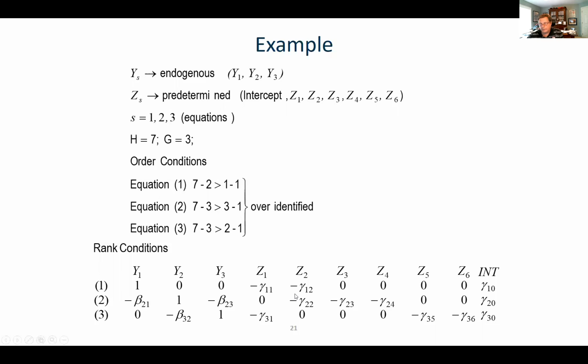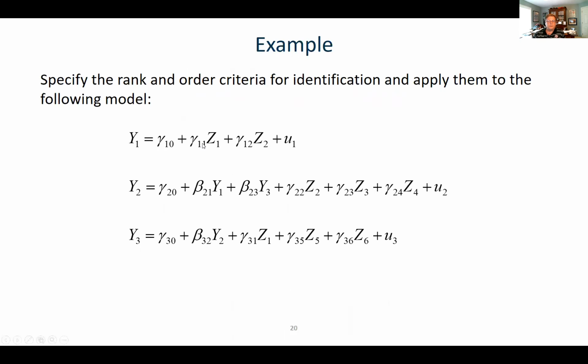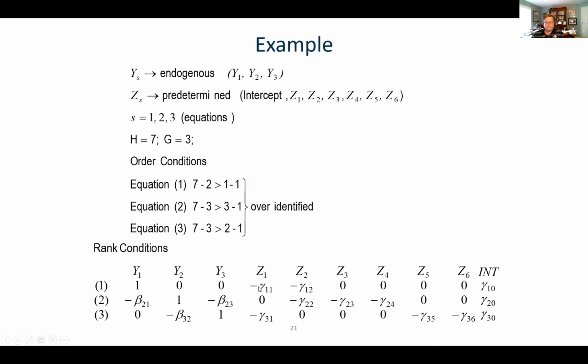Now, what are these coefficients? Well, these coefficients represent the coefficients associated with the predetermined variables. So we have gamma 1, 1, gamma 1, 2 associated with z1 and z2, but the rest of them are 0. So this should be gamma 1, 1, gamma 1, 2, the rest of 0, and here's the intercept. By the way, there shouldn't be negative signs here. These should be positive. These coefficients should be positive.